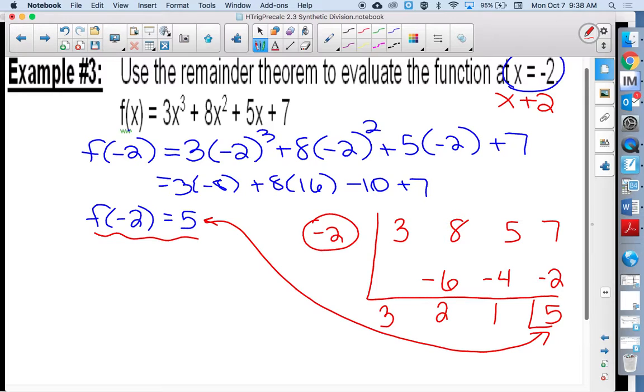So again, this is what you would have done back in Algebra 1. You did in Algebra 2. You evaluated functions. Now we're evaluating using synthetic division. But the answer means the same thing. Questions?